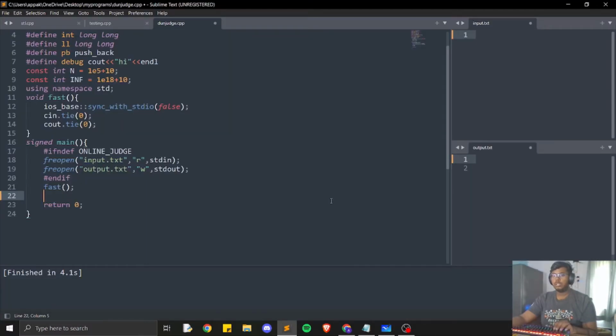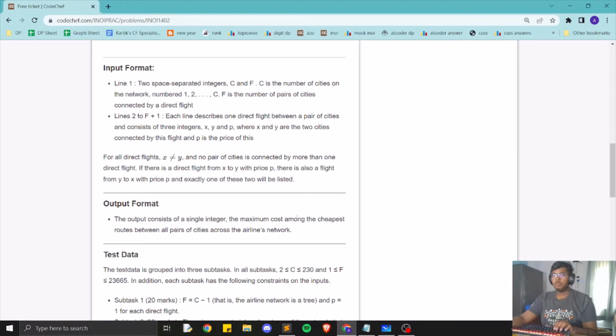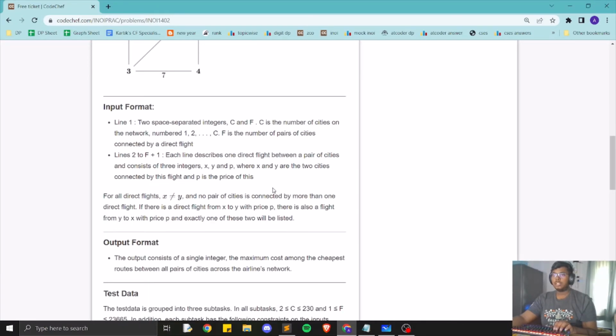So here we arrived at Sublime Text. Here I have my basic template, and so let us start with the problem. The problem says that in the first line there are two integers c and f, where c is the number of cities in the network, which is basically the number of nodes, and f is the number of pairs of cities connected by direct flight, that is the number of flights. So that is basically the edges.